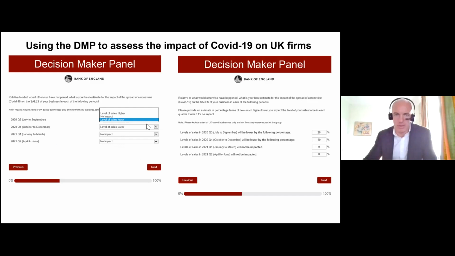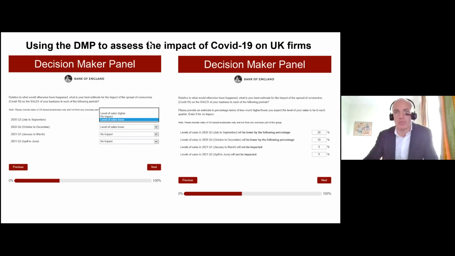You can see what we did here was this two-stage approach, so that there was less chance of people getting confused by positive and negative percentage numbers. So if they said sales were lower, we would say, right, okay, by how much lower? And they might say 20% lower in the third quarter of this year, and then 10% and 0% and 0%. So those are the kinds of questions that we asked.